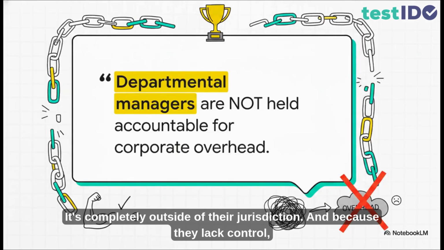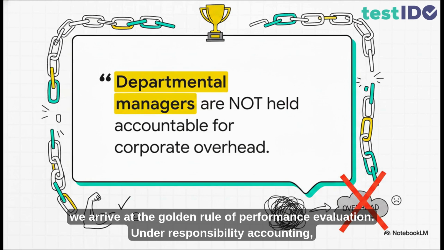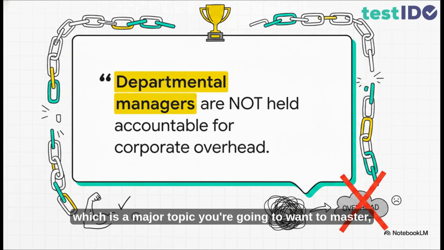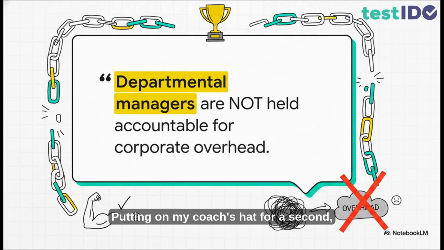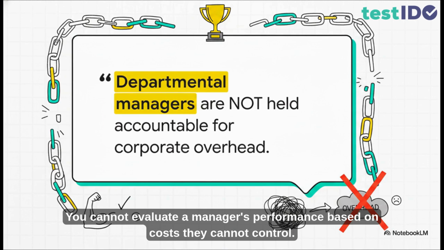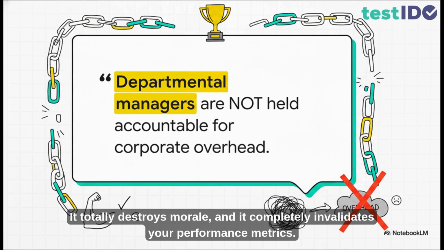And because they lack control, we arrive at the golden rule of performance evaluation. Under responsibility accounting, which is a major topic you're going to want to master, departmental managers are not held accountable for corporate overhead. Putting on my coach's hat for a second, I really need to hammer this home. You cannot evaluate a manager's performance based on costs they cannot control. It totally destroys morale and it completely invalidates your performance metrics.